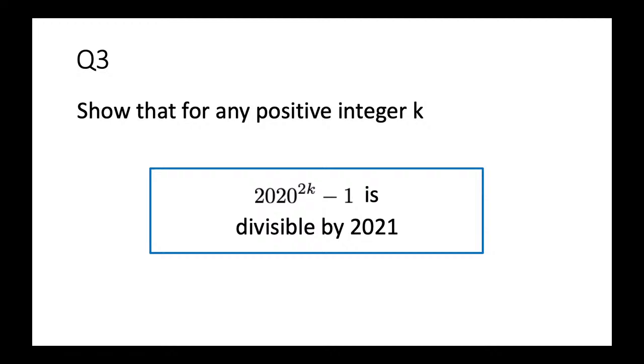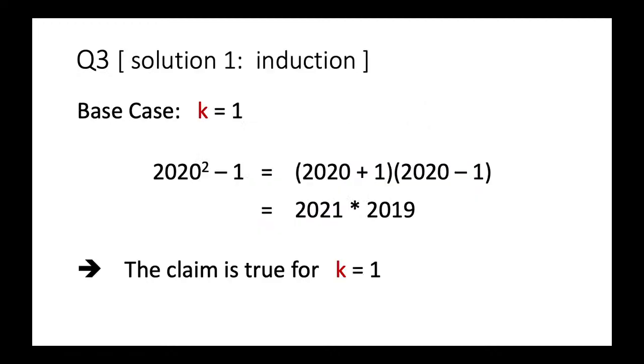Now, we can solve this easily by using induction. You see that we can set up the base case as the case when k is equal to 1. And when k is equal to 1, we find 2020 to the power 2k, which is 2020 to the power 2 minus 1 as our focus. But then we see that this is like some square minus 1 square.